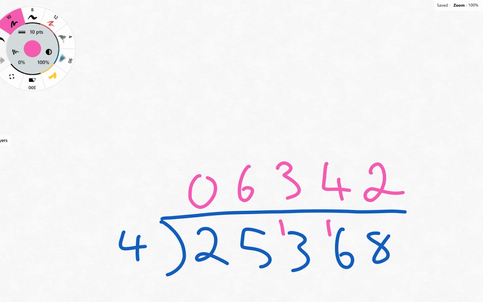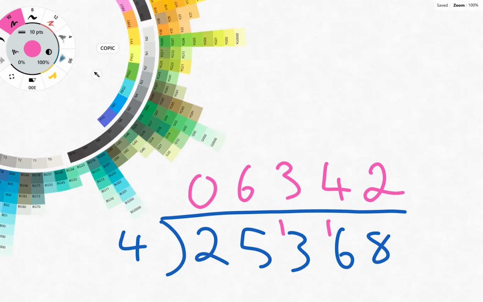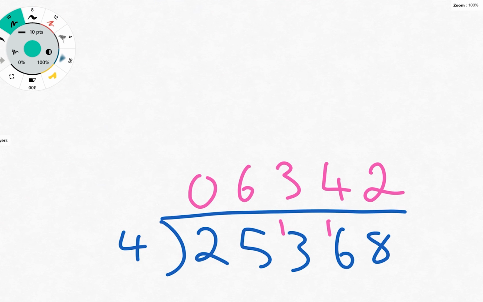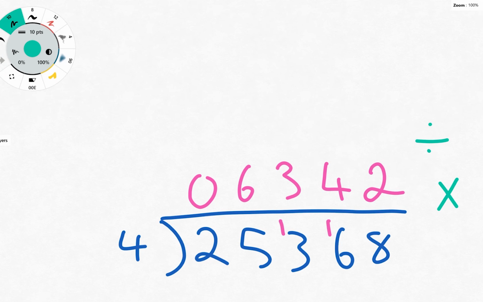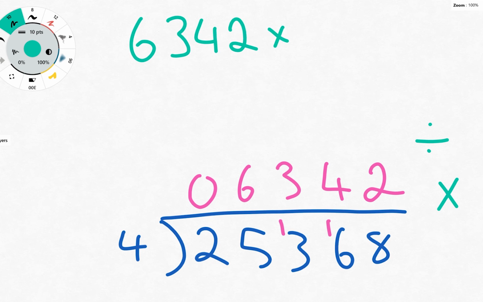Now you might be asking, how can I check that? Well, I'm glad you asked. I'm just going to check that with inverse operation. And the inverse of division is multiplication. And I can do that simply by doing 6,342 times 4. And place my line there.